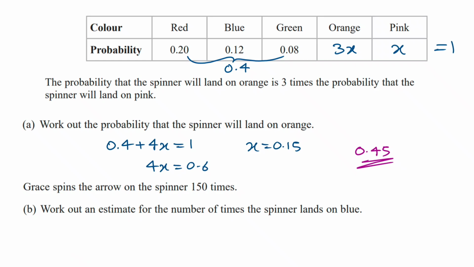Nice. Now Grace spins the arrow on the spinner 150 times. What that means, you can do 150 times whatever they want, yeah? They want blue. So they work on an estimate for the number of times the spinner lands on blue. So all you do is 150 times the blue probability, which is 0.12. Okay? And then doing that, you should get an answer of 18.